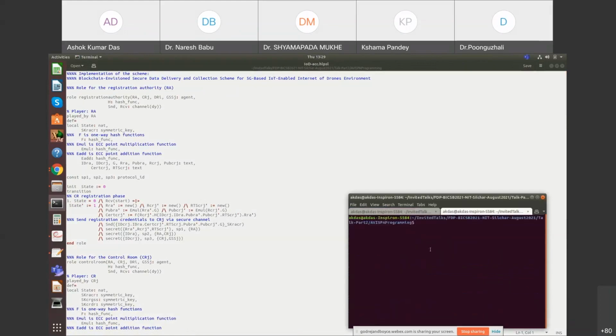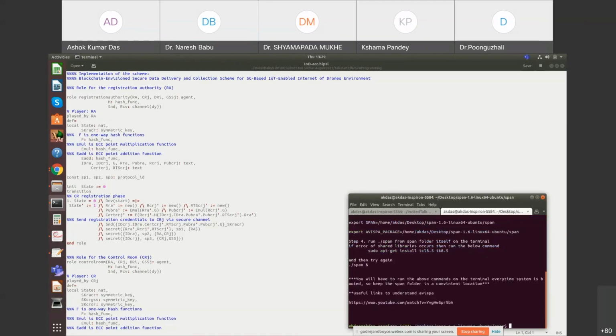So you can also install the SPAN tool there. You can either run it from their web page, but sometimes that resource becomes very restricted, and that's why you should probably install it on your local computer, and that will be done.